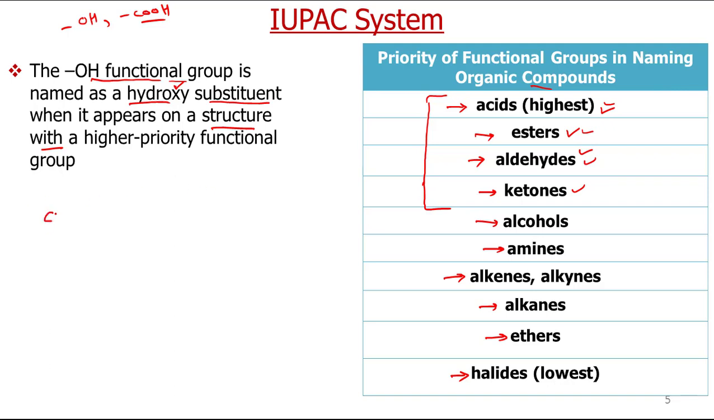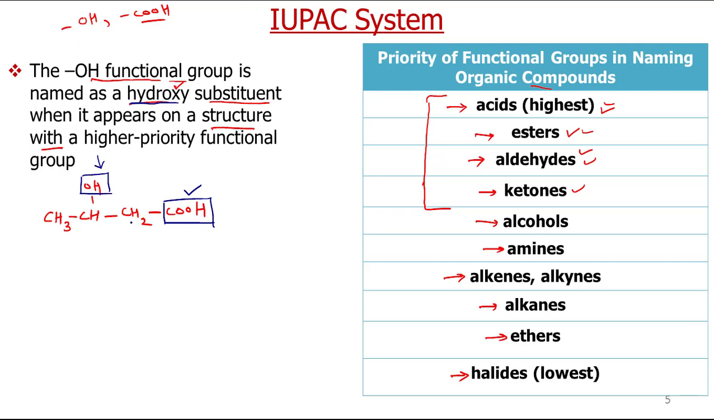Suppose I have CH3 CHOH CH2 COOH. Suppose I have this organic compound. Now this organic compound contains two functional groups. One is the OH group and the second is the COOH group, and from this table we can see the COOH group has higher priority. So this means that now we have to consider this OH group as a substituent and we have to use the prefix for this OH group, and that prefix is hydroxy.